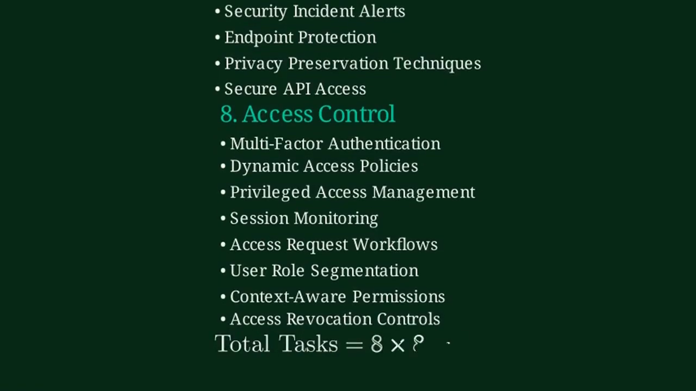Now, let us summarize the math. We have 8 pillars, and each pillar has 8 tasks. So the total number of tasks is 8 times 8, which equals 64.